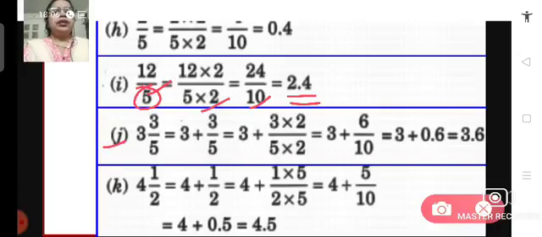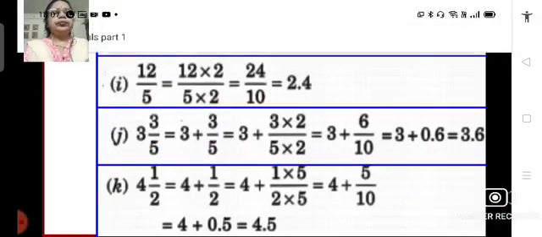J is 3 upon 5. It's a mixed fraction. So it can be written as 3 plus 3 upon 5. Now we convert this fraction into an equivalent fraction with denominator 10. So it becomes 3 plus 3 into 2 upon 5 into 2. So we get 3 plus 6 upon 10 or 6 tenths. So it is 3 plus 0.6. So the answer becomes 3.6. So 3 upon 5 is equal to 3.6.